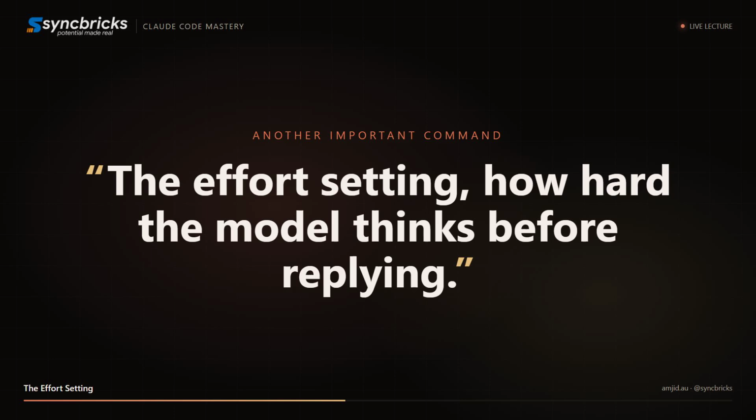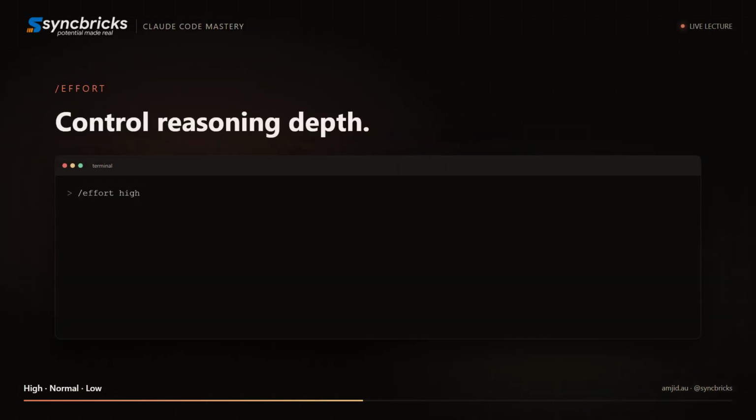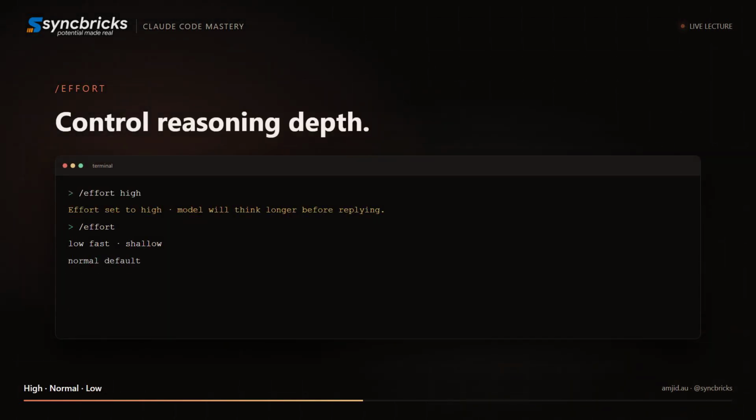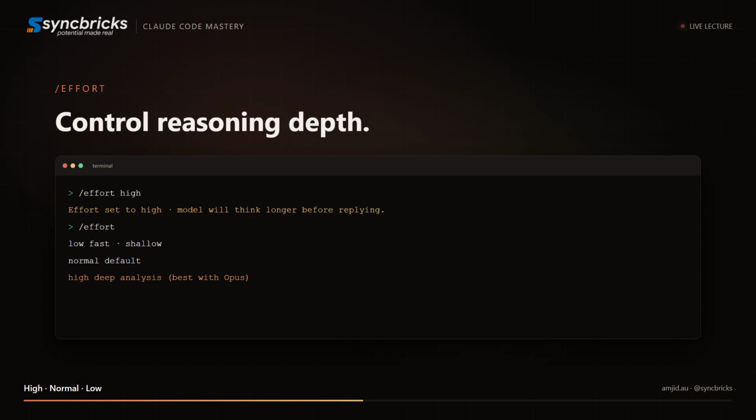Another important command is the effort setting. You can set effort to high, normal, or low. This controls how much reasoning the system applies before responding. High effort with Opus provides deeper analysis but takes more time.